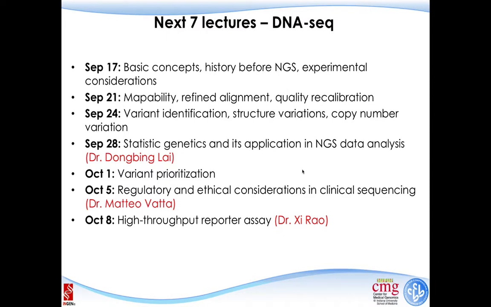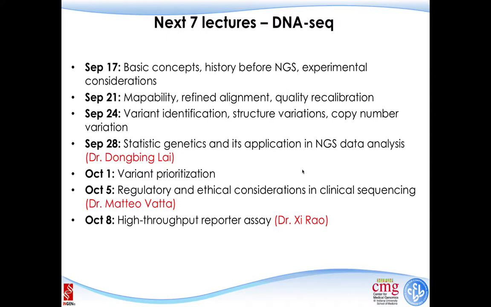We'll talk about variant prioritization. Basically, once we identify the individual variants, how do we rank which one is more important? Because a lot of them are not very important, they're called passenger mutations. So we'll discuss that topic in one full lecture. And then we'll have a guest lecture from Dr. Matteo Vata, who is an adjunct faculty in our department, and he will talk about the regulatory and ethics considerations in clinical sequencing.